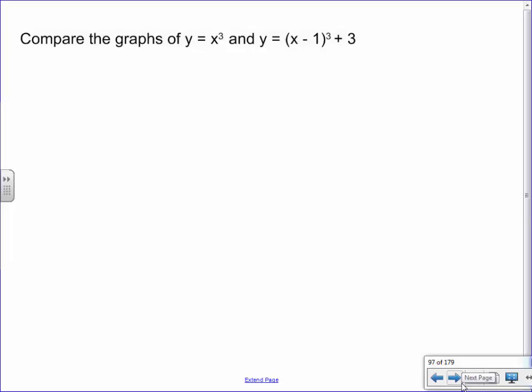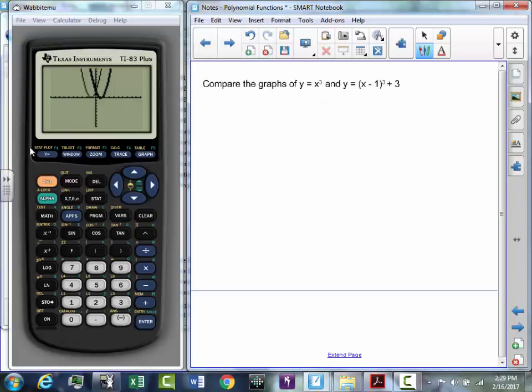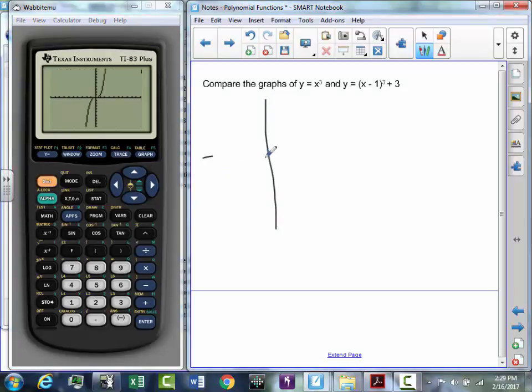Let's compare these graphs then. Just going to graph them real quick. This is basically the same activity we just did. Clear all this out. If I give you x to the power of 3 as the first graph, you guys know what that looks like. It's got just the basic pattern to it. So far, so good. Well, let's try the second one.